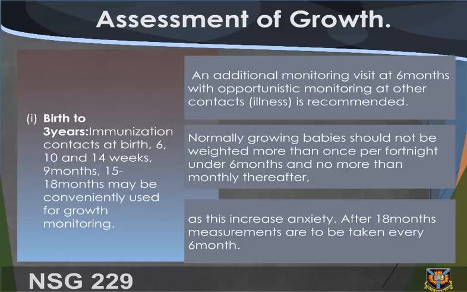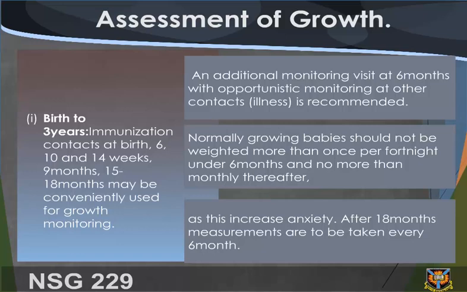Immunization contacts at birth, 6, 10, and 14 weeks, 9 months, and 15 to 18 months may be conveniently used for growth monitoring. An additional monitoring visit at 6 months, with opportunistic monitoring at other contacts such as illness, is recommended. Normally growing babies should not be weighed more than once per fortnight under 6 months, and no more than monthly thereafter, as this increases anxiety.